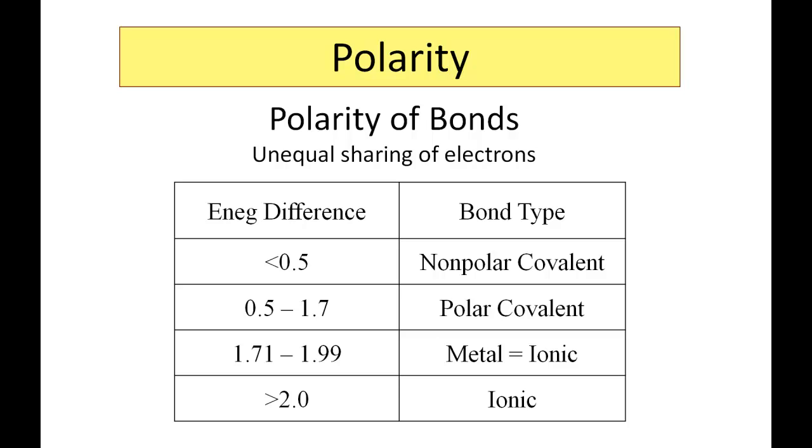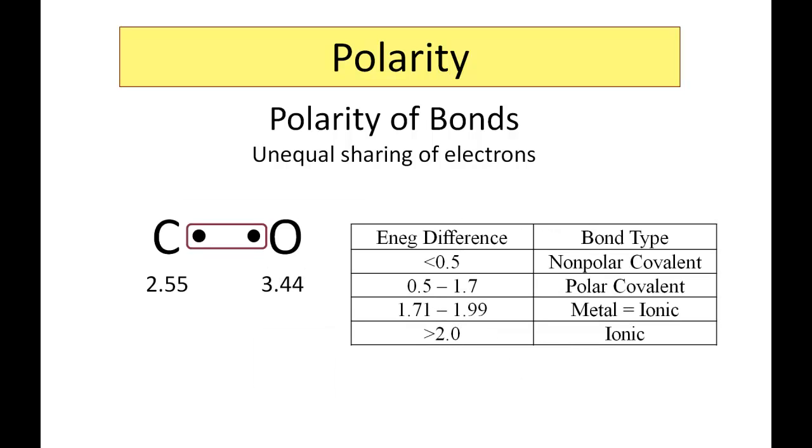There's an easier way to do it other than that. If you look at the electronegativity difference between the two atoms in the bond, there's a chart you can use to figure out whether it is a polar or nonpolar bond. If the electronegativity difference is less than 0.5, we consider it to be a nonpolar bond. If it's between 0.5 and 1.7, we consider it to be a polar bond. If it's in between 1.7 and 1.99, we consider it a polar bond unless it has a metal in it, and then we consider it ionic. If it's greater than 2.0, we go ahead and consider it an ionic bond.